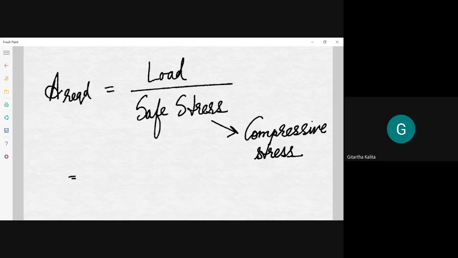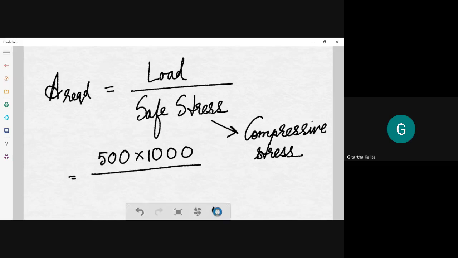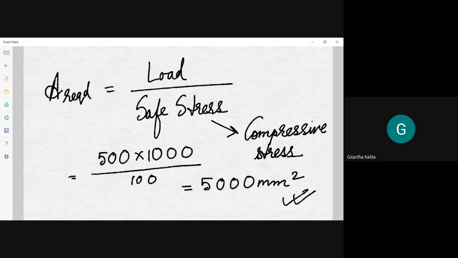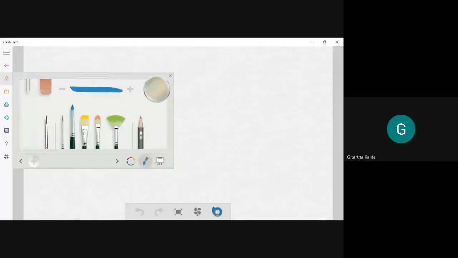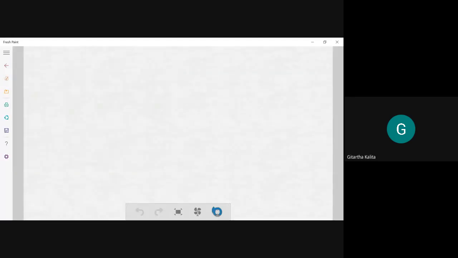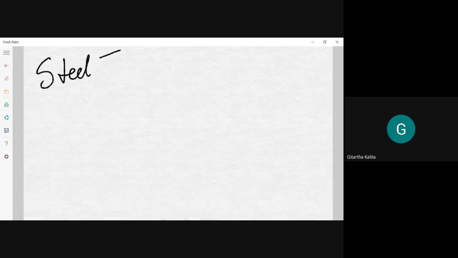Okay, so load is 500 kilonewton. I make it Newton. Safe stress is 100. So area required becomes 5000 mm square. Okay, now area required is this one. Now next step is from this area required, we have to select an angle section. So we have to open the steel table.